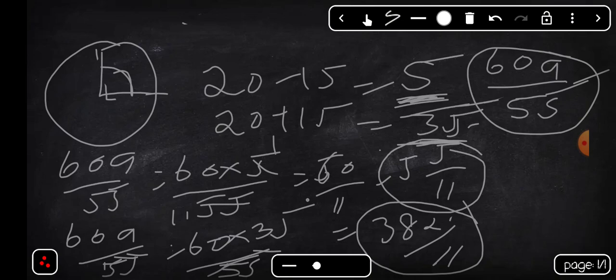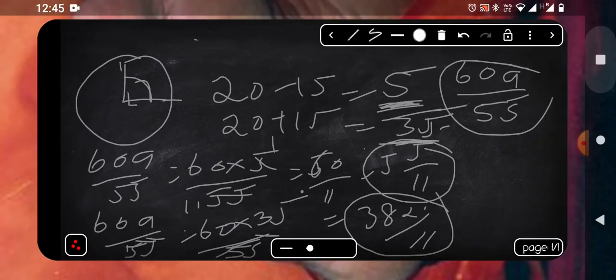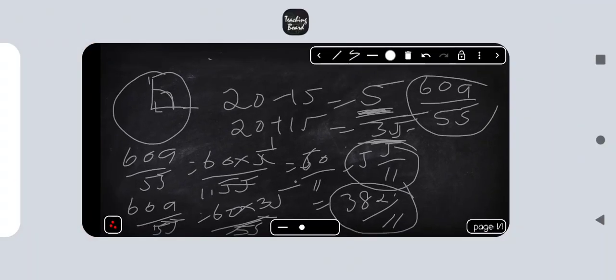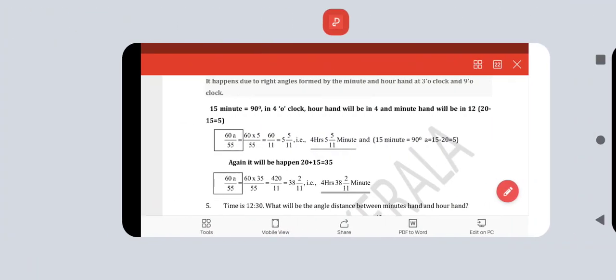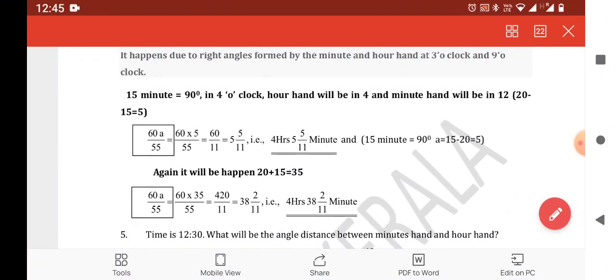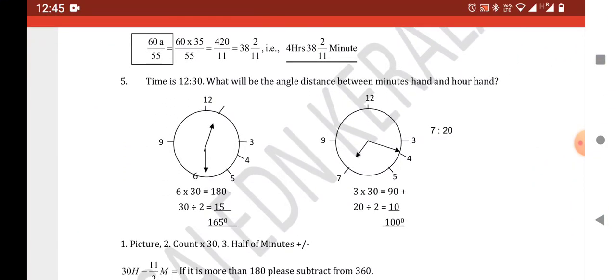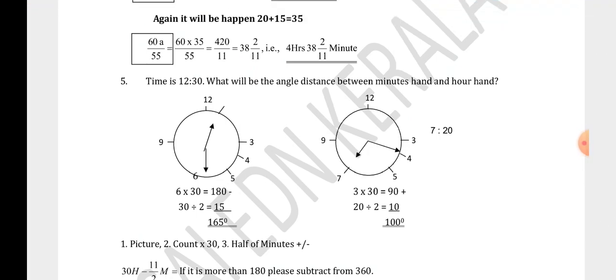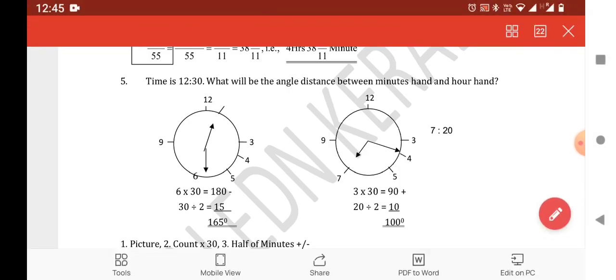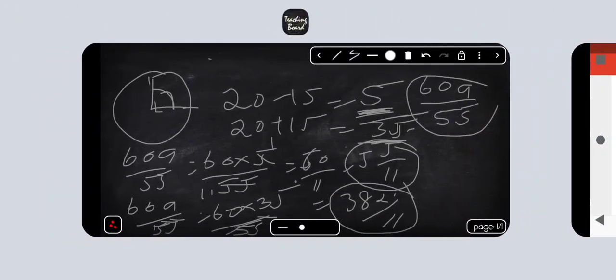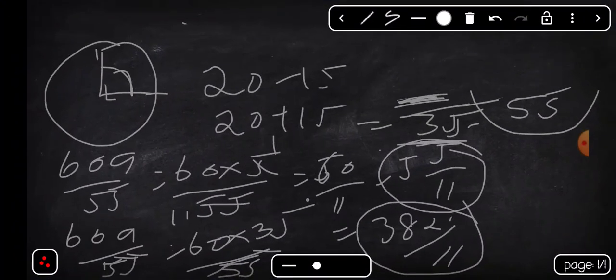Then let us see the next pattern of question. Question number 5. The time is 12:30. What will be the angle between the minute hand and hour hand? This time is 12:30. Let us see how to solve this problem.